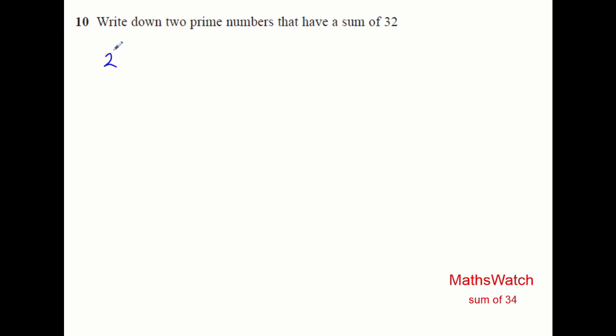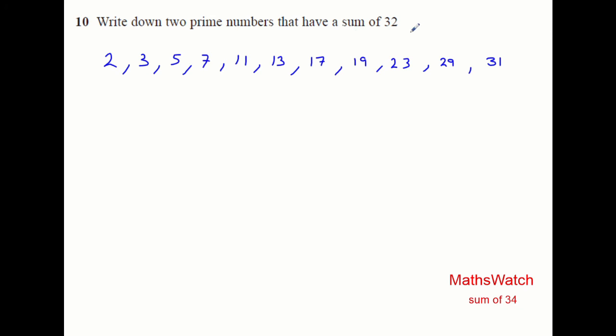People often mistake the number 1 as a prime number, but that only has one factor. It just has itself, therefore it doesn't fall into the category of prime because it needs to have exactly 2 factors. So let's list some prime numbers. We've got 2, 3, 5, 7, 11, 13, 17, 19, 23, 29, and 31. I'm going to stop there because if I go any higher, then it's definitely not going to have 2 numbers that are going to sum to 32.